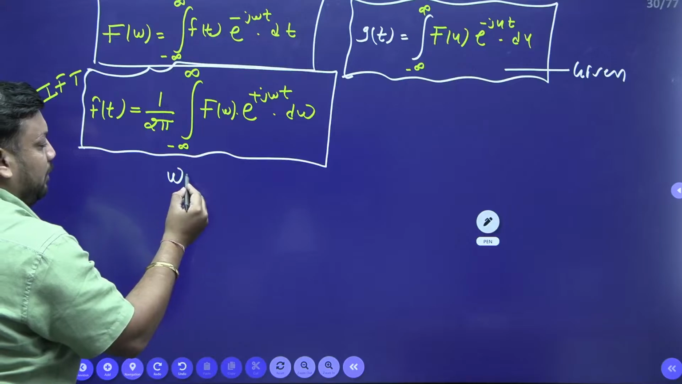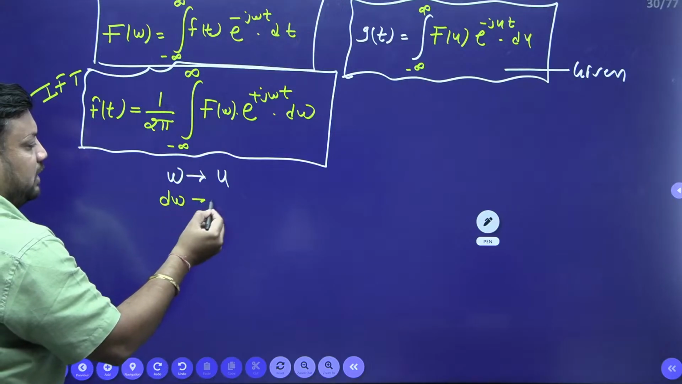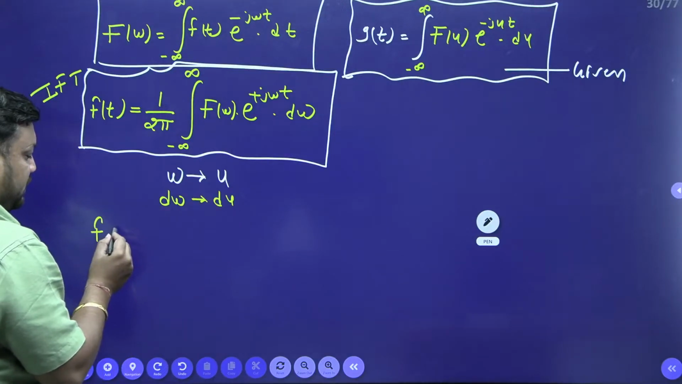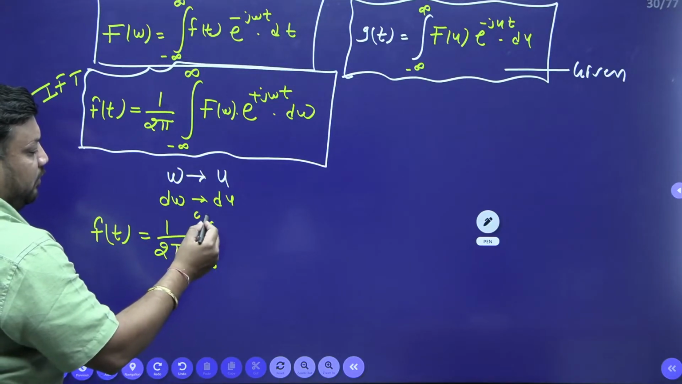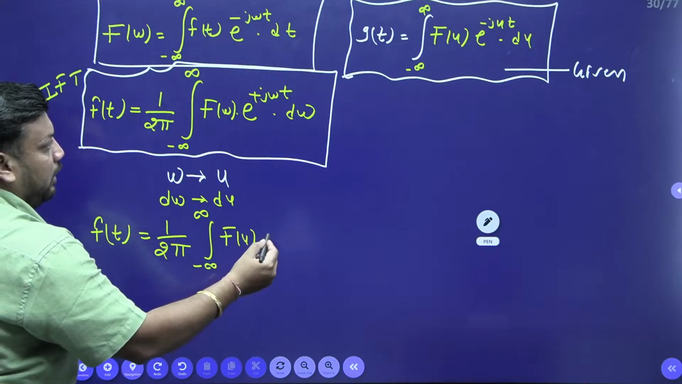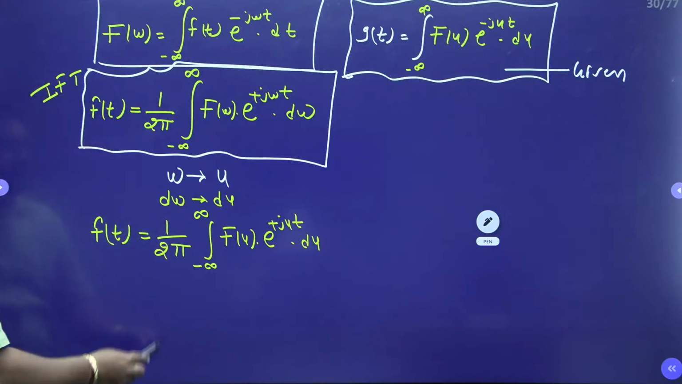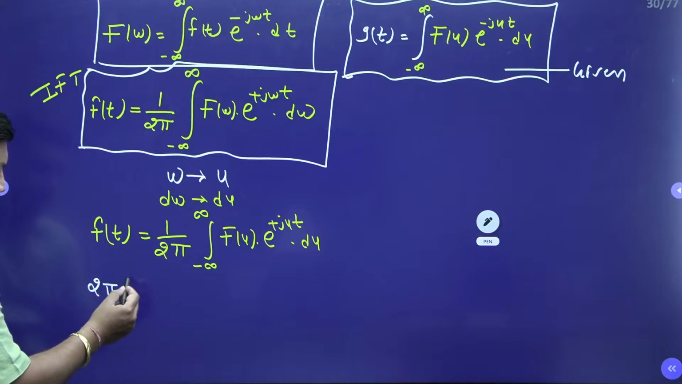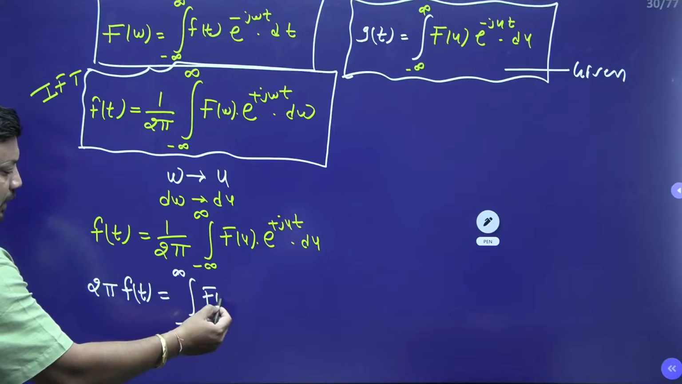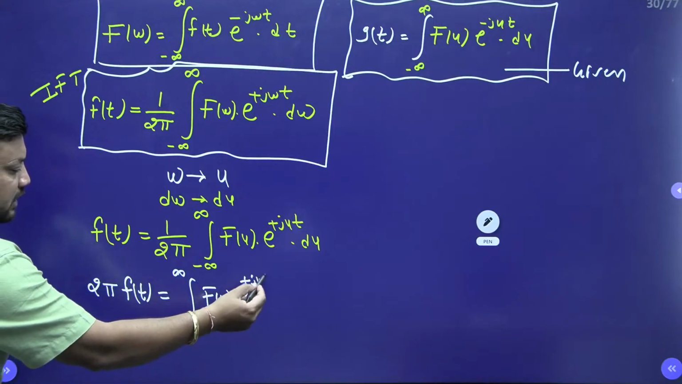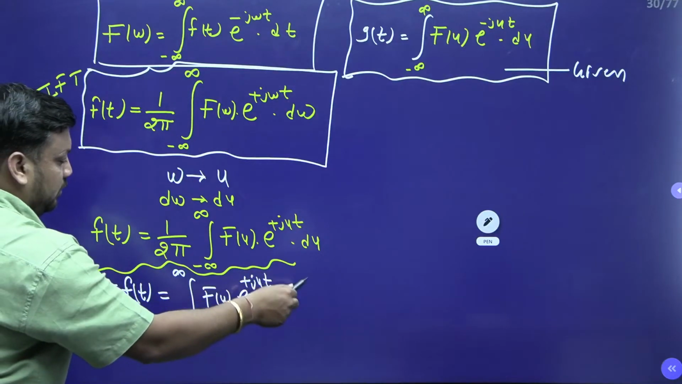So I am replacing variable omega with u. It will be just d omega replaced with du, but that's it. So f(t) is still the same: f(t) is equal to 1 upon 2 pi integral from minus infinity to infinity capital F(u) e to the power plus j u t du. Now can I cross multiply 2 pi? So if I multiply 2 pi, it will be 2 pi f(t) equal to integral from minus infinity to infinity capital F(u) e to the power plus j u t du. All of you guys just let me know, is this clear to you, beta?